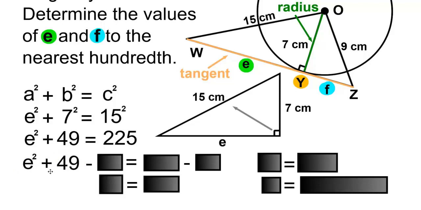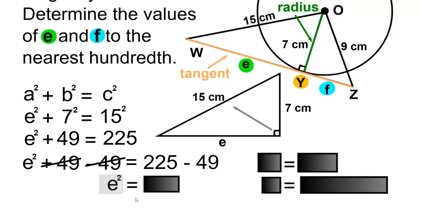Next, we have to remove the 49 from this side. We do this by subtracting 49. If we subtract 49 from this side, we have to subtract 49 from the other side as well. The plus 49 and minus 49 will cancel, leaving us with E squared. And 225 minus 49 will equal 176.